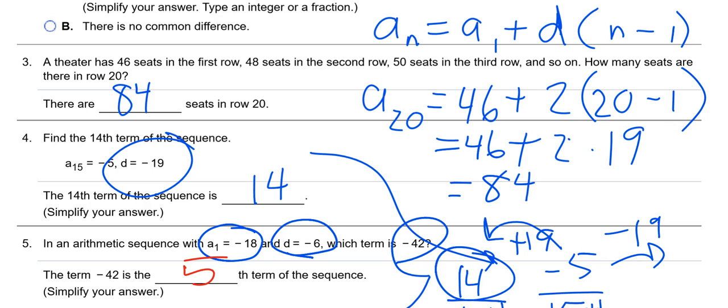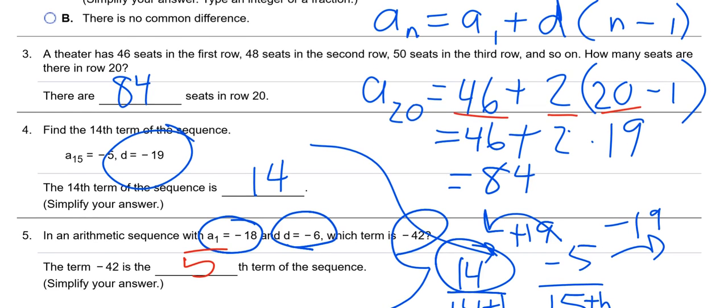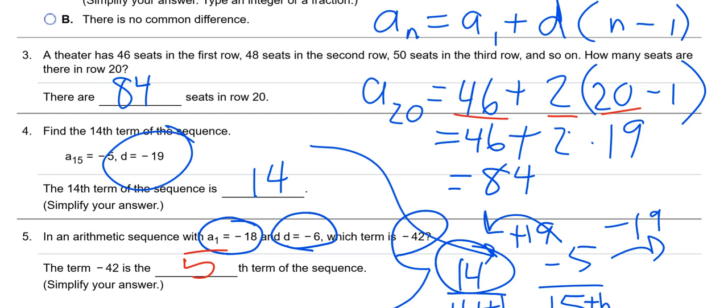Question 3. Remember, all the formulas will be on the big screen while you're doing this test with your notes. Hopefully you brought your notes. If you want to find the 20th term of that sequence, you have to know the starting one and the common difference, and then you can plug in the one you're looking for, and we ended up with 84 seats in row 20. Now remember, that's not the same thing as the sum of all the seats in all the rows, so that's a different question.